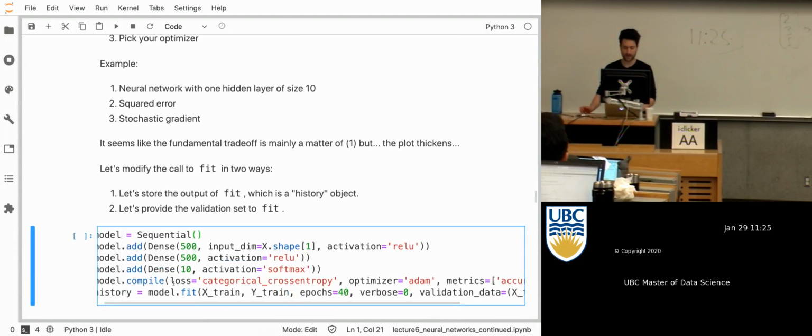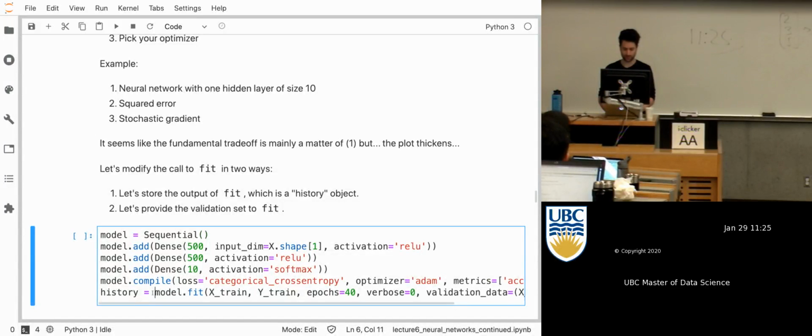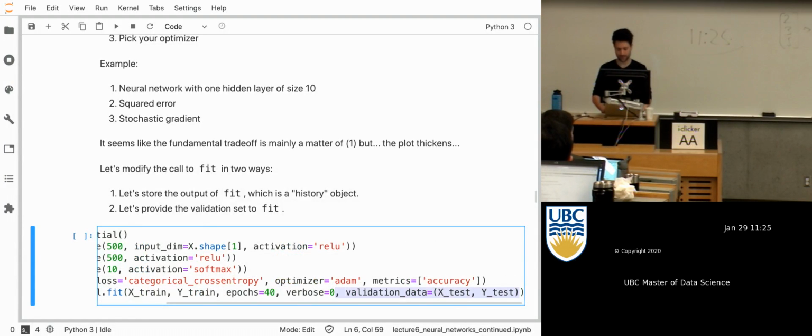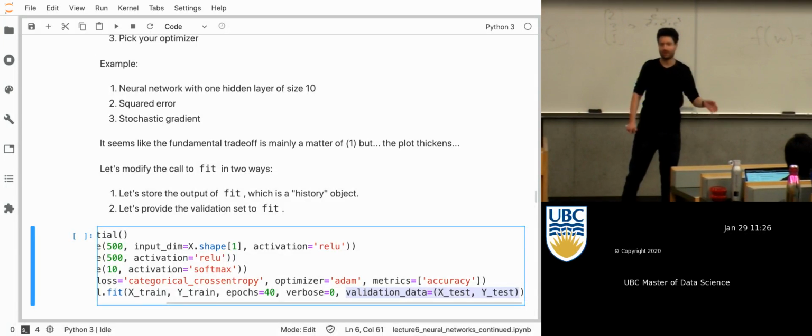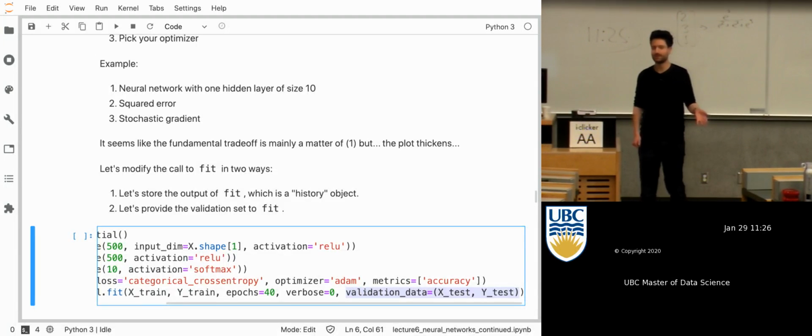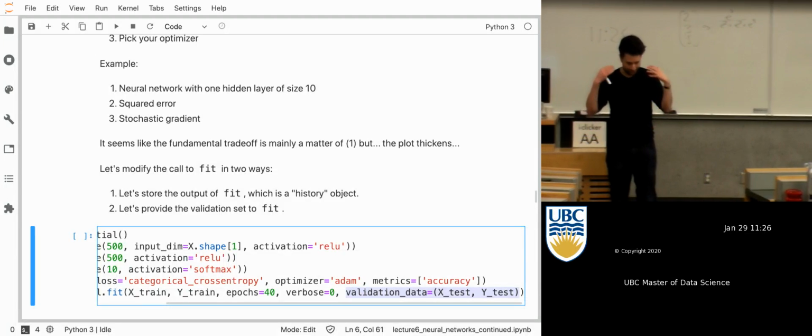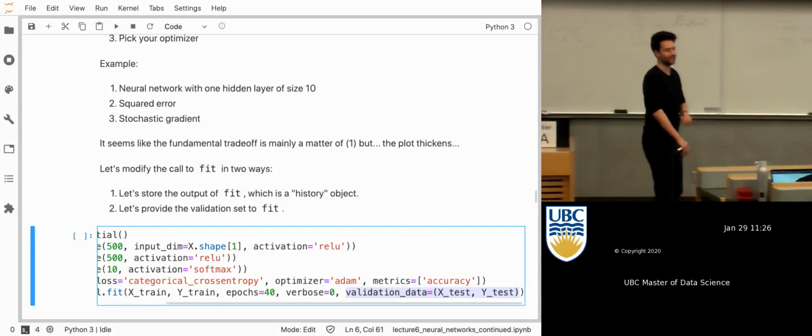I am going to store the history of fit, which I saw a bunch of you doing in the lab, and I'm going to provide the validation data to fit. I was happy when a bunch of people came to me in lab and said, hey, this is sketchy. I'm passing the validation data into fit. I'm glad you paused and said, that doesn't sound right.